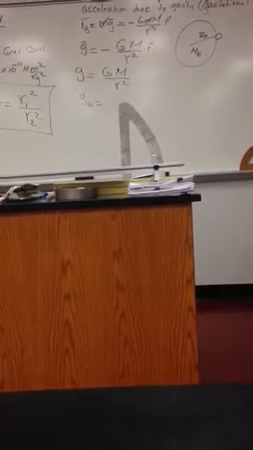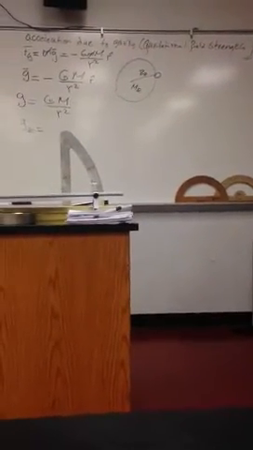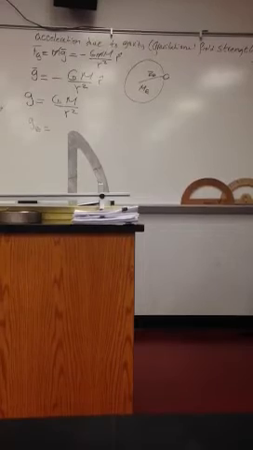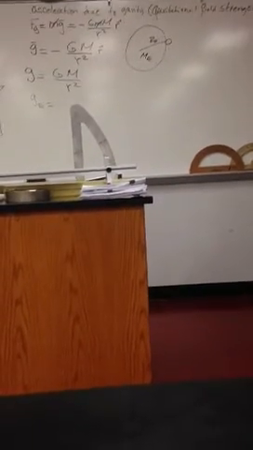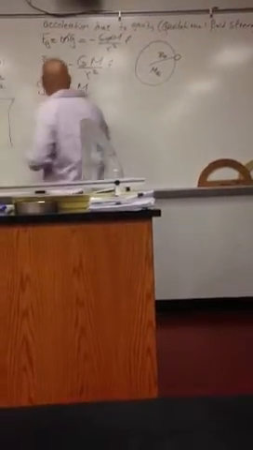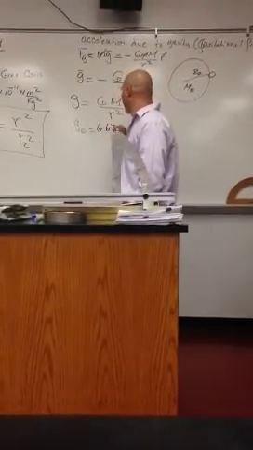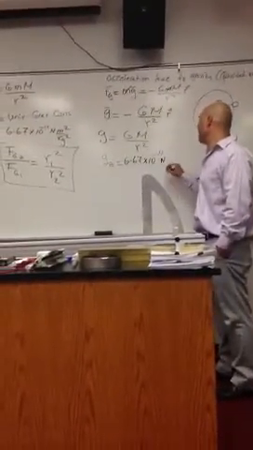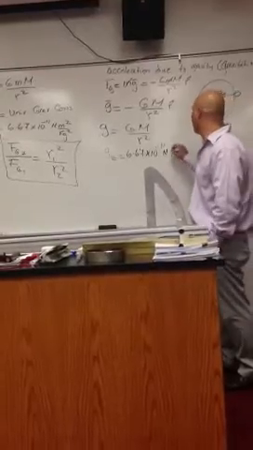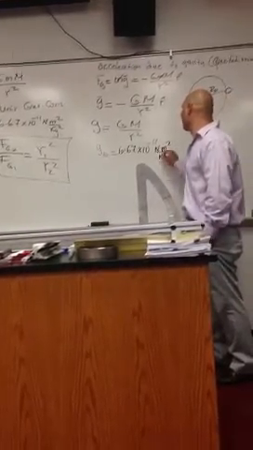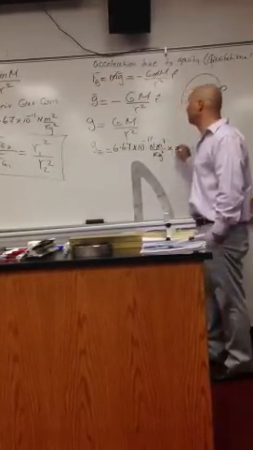The mass of the Earth is the same for all of us, and the distance that we are from the center of the Earth is the same for all of us. So the gravity is the same for all of us, which is 9.8. How can we find it? G is 6.67 times 10 to the negative 11 Newton meter square over kilogram square.